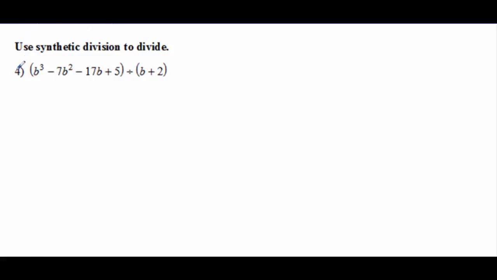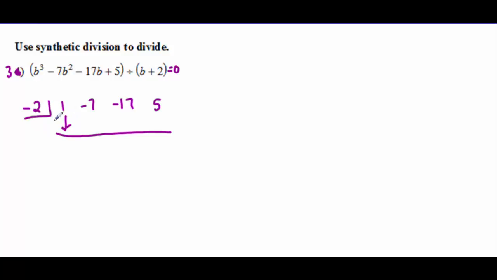So number 3. I realize this says number 4, but on our review it's number 3 because I accidentally switched these out of order, which is totally fine. But synthetic division is like what we just did. So we take b plus 2 and set it equal to 0 and solve, and that tells us to put -2 over here. Then we put 1, -7, -17, and 5. It's super important that if it's missing something from standard form, we'd have to put a 0 in its place. And it's super, super important that you pay attention for that.